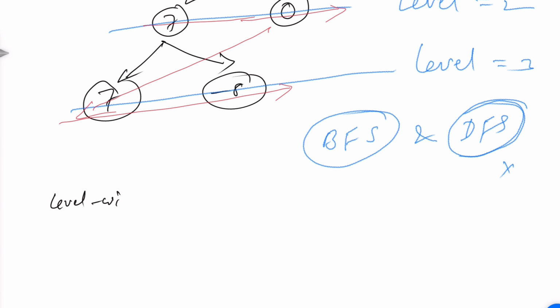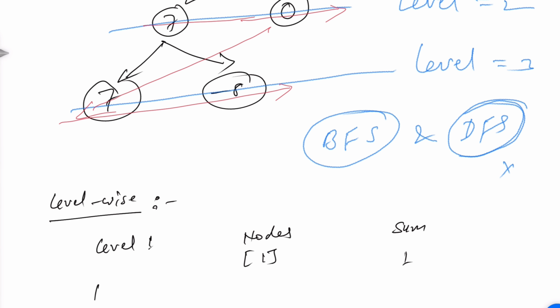If we are going to traverse level wise, how are we going to traverse? Very first, we have level 1. At level 1, what nodes are there? You will keep them in a queue, let's suppose, and that queue will contain the nodes. You will take the sum. What is the sum here? You will say, okay, the sum is 1. Then you will go to level 2.